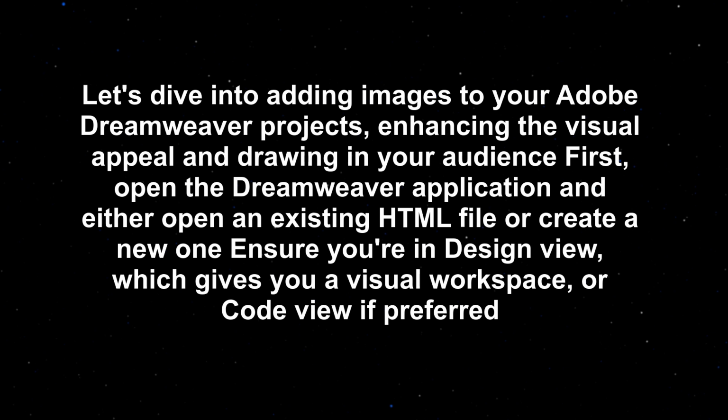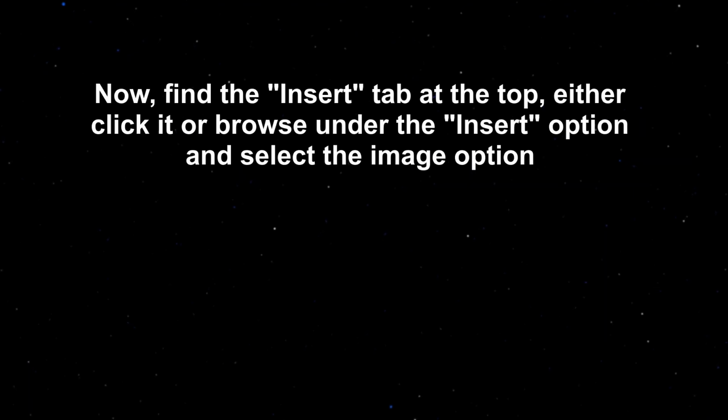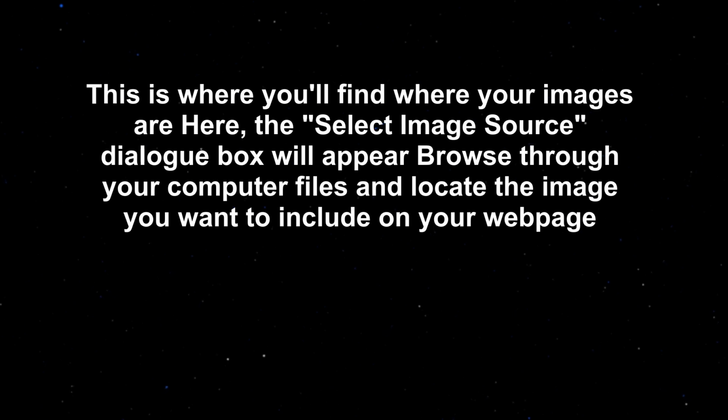Open the Dreamweaver application and either open an existing HTML file or create a new one. Ensure you're in Design View, which gives you a visual workspace, or Code View if preferred. Now, find the Insert tab at the top. Either click it or browse under the Insert option and select the Image option. This is where you'll find where your images are.